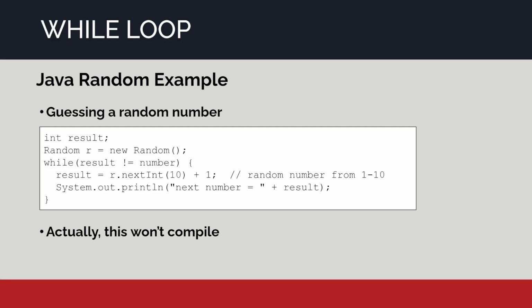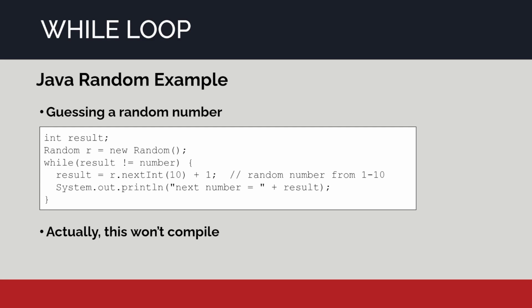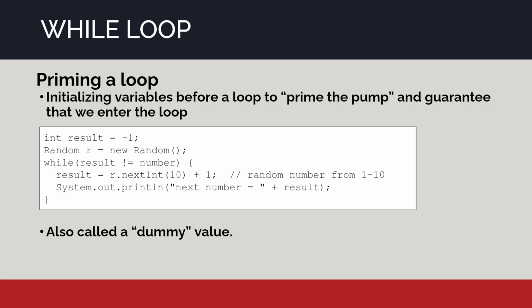But if you look ahead to the bottom of the slide, you see that this actually isn't going to compile. The problem is that we don't have an initial value. So int result is nothing, and we have to set result to something initially if we're going to be using it. The term that we use to refer to this is called priming a loop, and it's like priming a pump, where we have to sort of kick off by setting an initial value to guarantee that we're going to actually go into the loop.